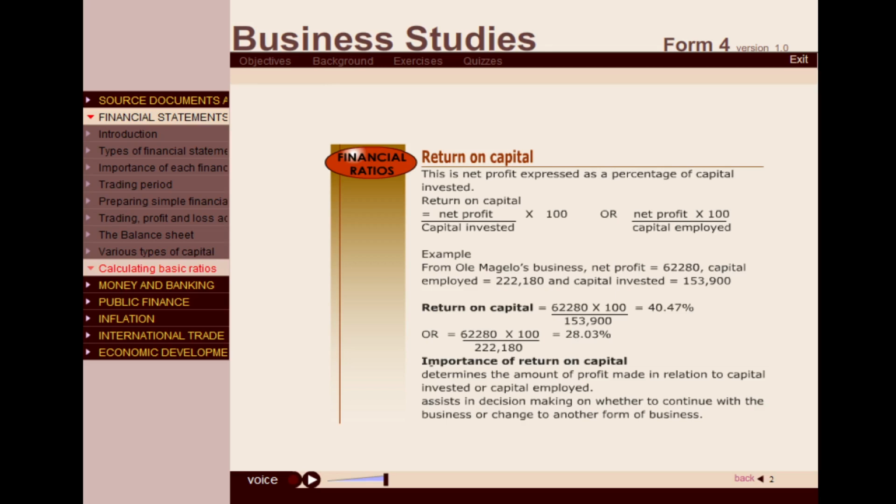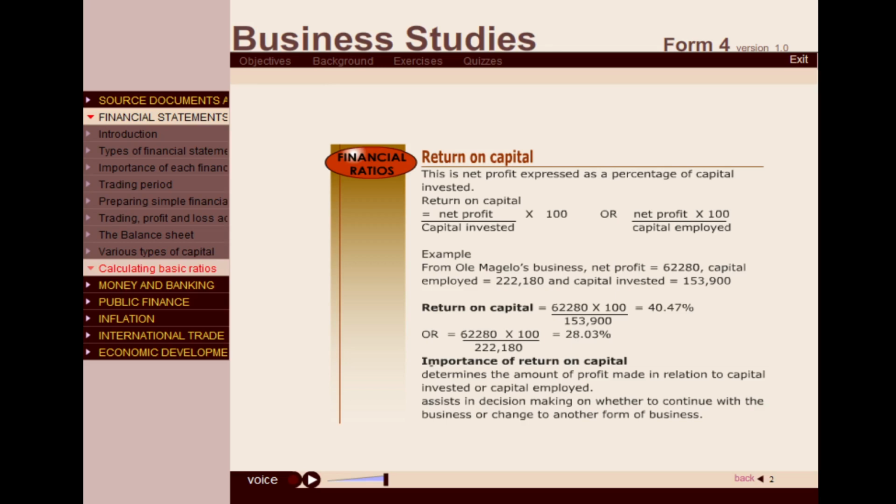153,900. Return on capital equals 62,280 divided by 153,900 multiplied by 100, which is equal to 40.47%, or equals 62,280 divided by 222,180 multiplied by 100, which equals 28.03%. Importance of return on capital.